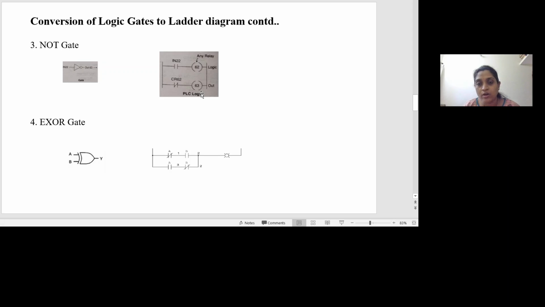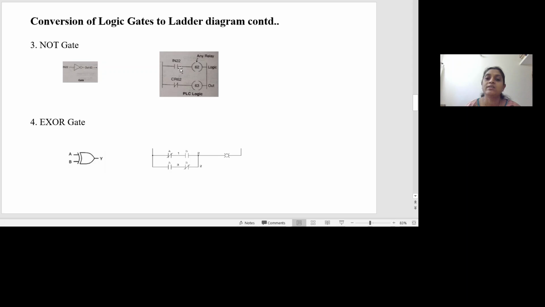Thereby, you are not energizing the coil 63, and hence here the output is 0. So I apply or energize IN22, whereas the final output 63 is 0. So there is an inversion of the input at the output terminal of a NOT gate.